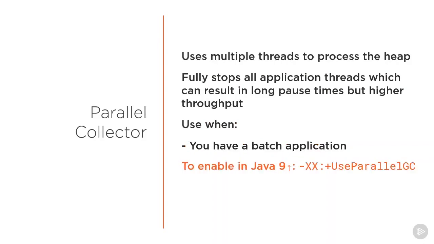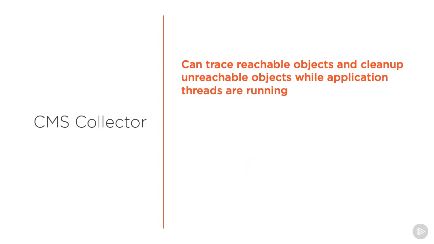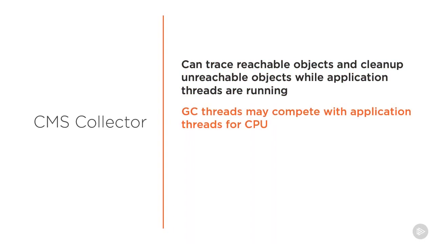If you're running Java 9 or later, then to enable the parallel collector, you would set the +UseParallelGC flag. For Java 7 or 8, you shouldn't need this flag as it's the default. The CMS collector was the first concurrent collector to be introduced to the Hotspot JVM. As a concurrent collector, it's able to trace reachable objects and clean up unreachable ones all while live application threads are still running, allowing it to achieve short GC pauses. However, since the GC threads run concurrently with application threads, the GC threads may compete with application threads for CPU resources.